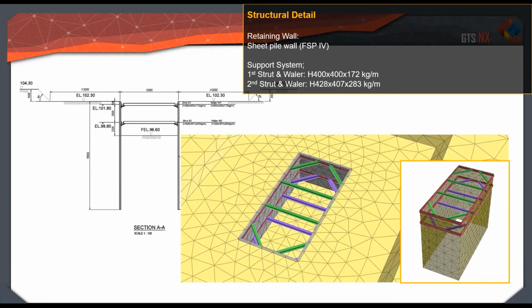In this slide, you can see the drawing for the section view. As you can see on the left-hand side, there are 2 layers of strut and retaining wall for this excavation work. And on the right-hand side, you can see the generated model for that retaining system. The retaining wall is assumed to be sheet pile FSP4, and the strut and waler are assumed as you can see under the description of structural detail here.